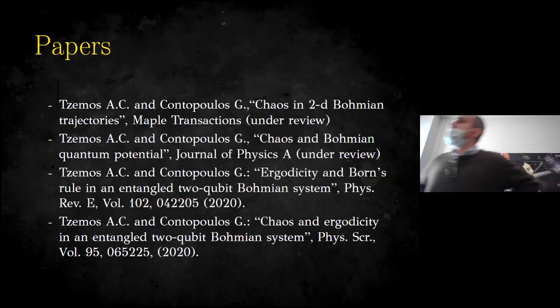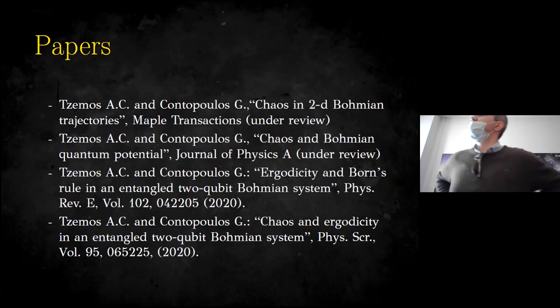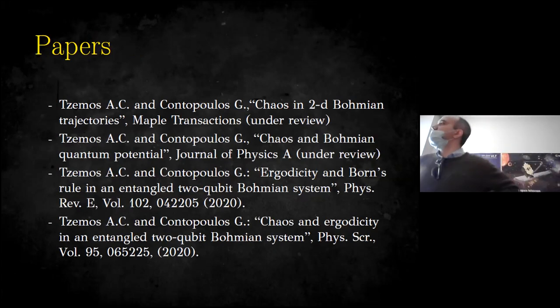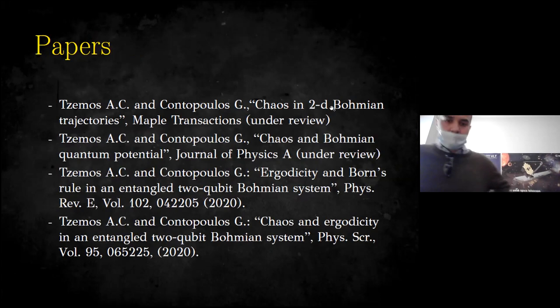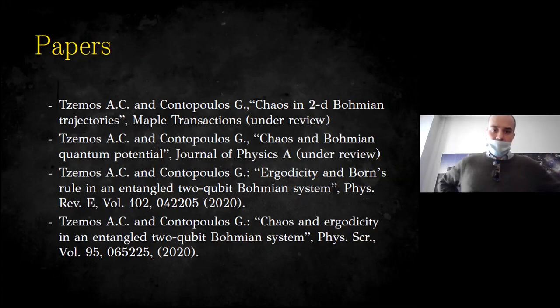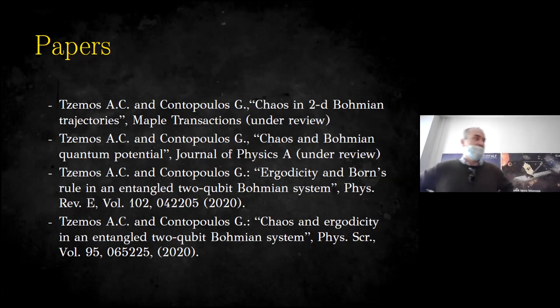Some of our papers: there are two works with the professor that are under review. The first one was chaos in 2D Bohmian trajectories, which is under review in Maple Transactions, because most of these figures were made with Maple, and we have the Maple conference 2021. And another one where we made mathematical calculations, chaos and Bohmian quantum potential, which is submitted and under review in Journal of Physics A. So thank you for your time.